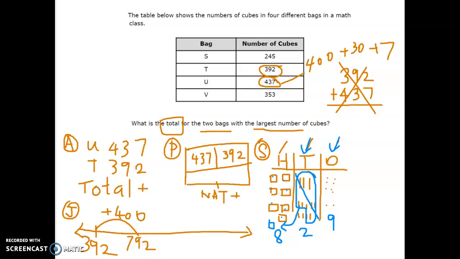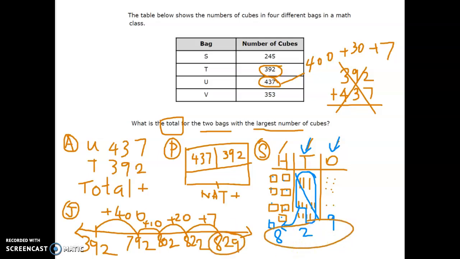Next, I need to add 30. But because it's kind of a big number, we're going to break down the 30 into 10 first. That will make 802, and then add another 20. 10 plus 20 equals 30. So 822. Finally, we're going to add 7 to it. And our final answer is 829, which is the same answer as the one we found using the pictorial model. So that is your final answer for this problem.